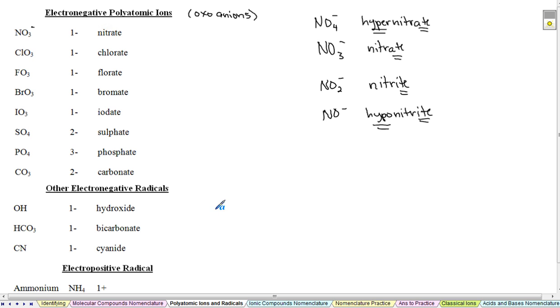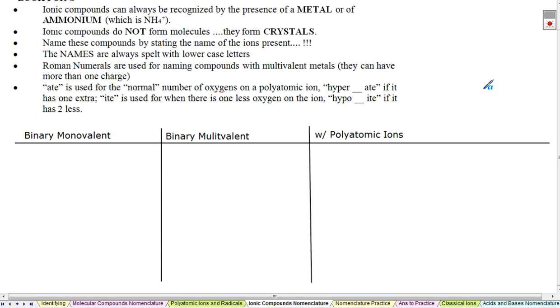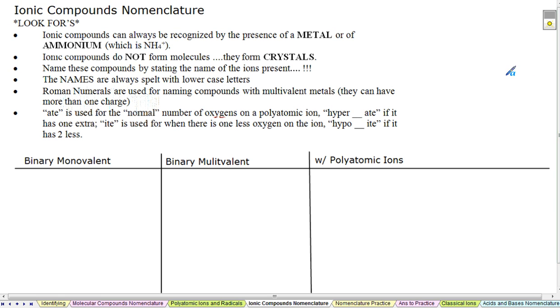So now that we've talked about these ions, we can go back and look at the various different types of ionic compounds. And when we look for ionic compounds, we've got a whack of look-fors that we need to take into consideration. Ionic compounds can always be recognized by the presence of a metal or of ammonium, which is NH4. So if ammonium's there, you've got an ionic compound. They don't form molecules, they form crystals, and that's really important to understand. We'll talk about that a little bit later when we look at the structure of molecules and how they differ from ionic compounds.